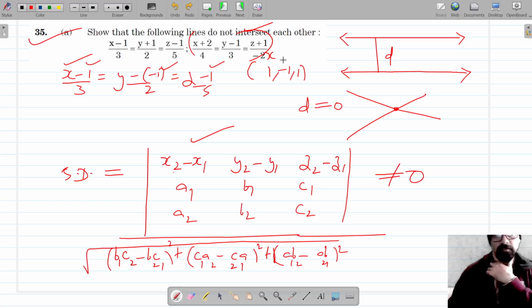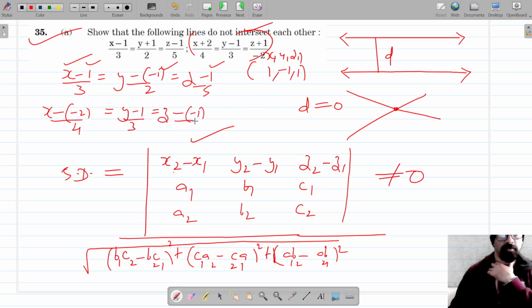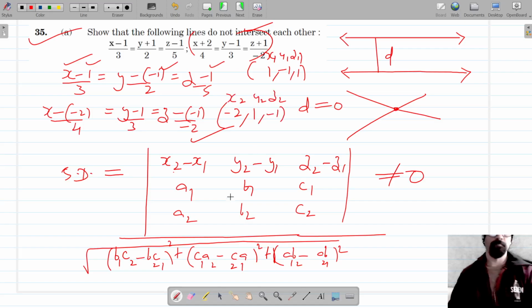So this is x1, y1 and z1. Okay, for the second equation: (x minus of minus 2) by 4 is equal to (y minus 1) by 3 is equal to (z minus of minus 1) by negative 2. And here the point through which it passes is negative 2, 1 and negative 1. So this is x2, y2 and z2.